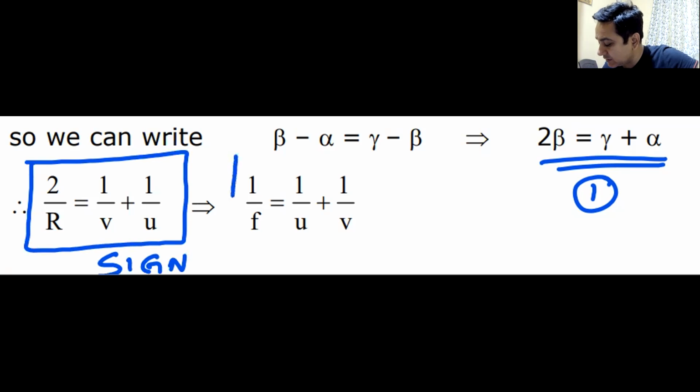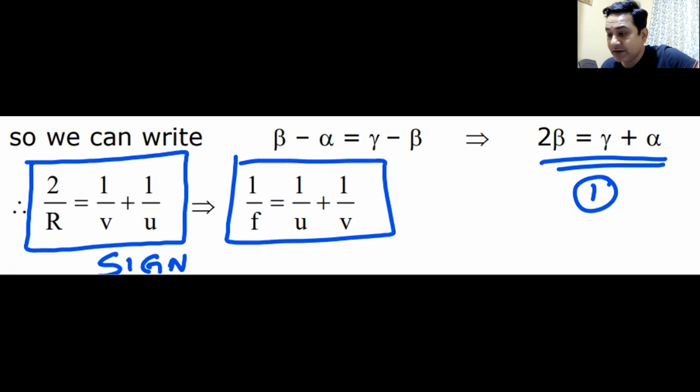Well done, sir. Similarly, if we write the mirror formula in terms of the focal length, it becomes 1 by f is equal to 1 by u plus 1 by v. All the formulas that we have seen must be used with proper sign convention. Note down these formulae. Okay, sir.